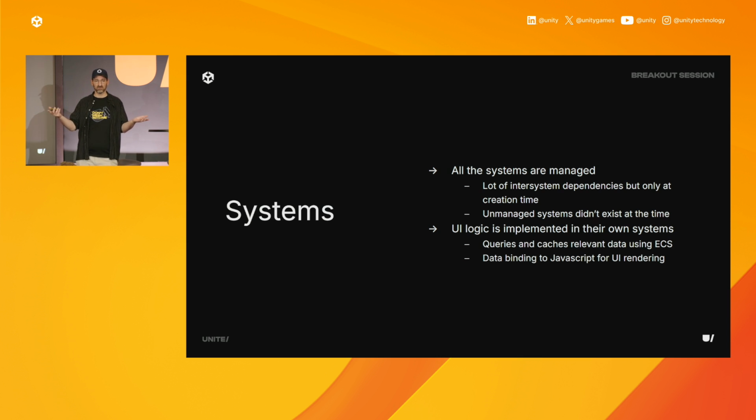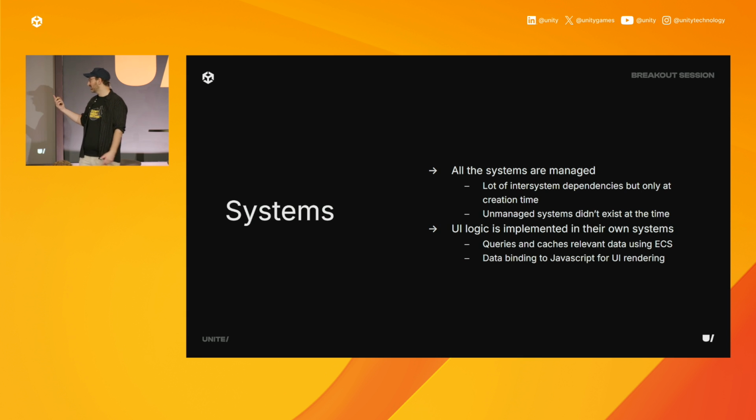They never change. So that's one of the reasons we didn't move toward the Entities-based system, the ISystem interface. But again, this was done because it didn't exist. So we still would prefer to use ISystem if we could.